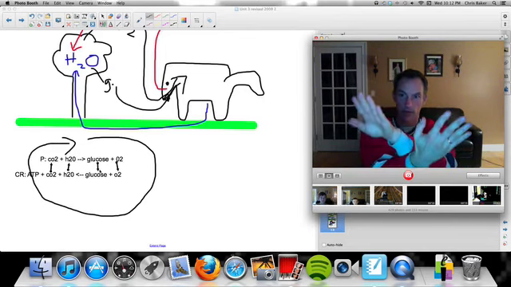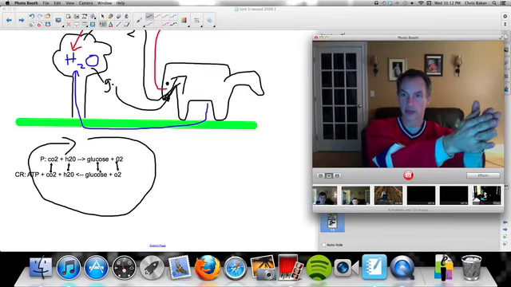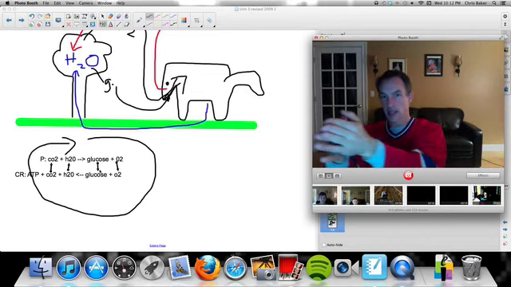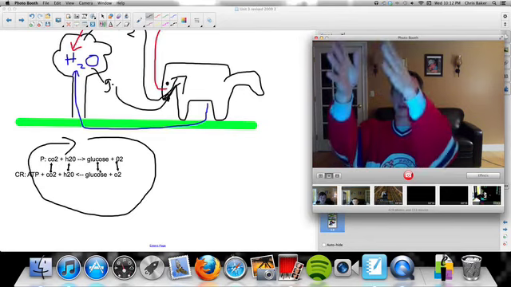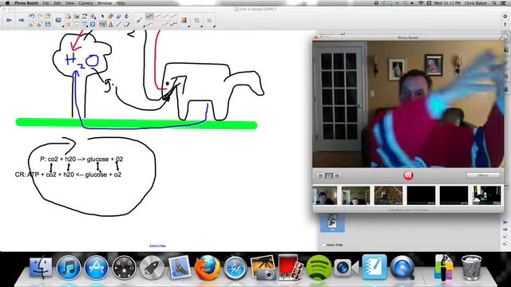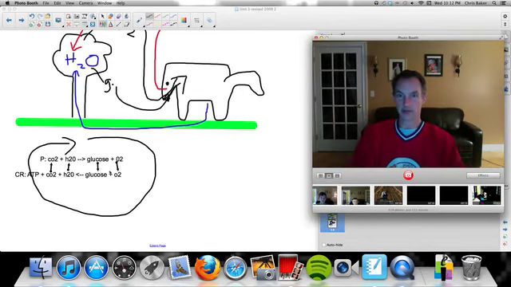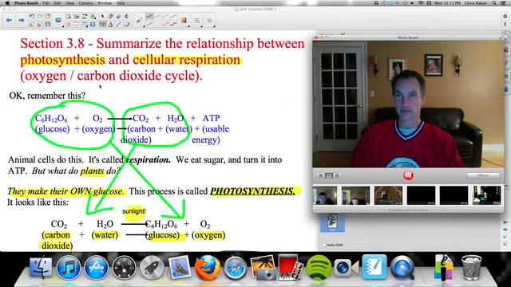And so you start over here with glucose and oxygen, and then you read it the opposite way. You read it to the left, and you follow the arrow to the left to make carbon dioxide and water. And then the carbon dioxide and water in photosynthesis, you read it to the right. So this whole cycle is the oxygen-carbon dioxide cycle. And that's the relationship between photosynthesis and cell respiration.